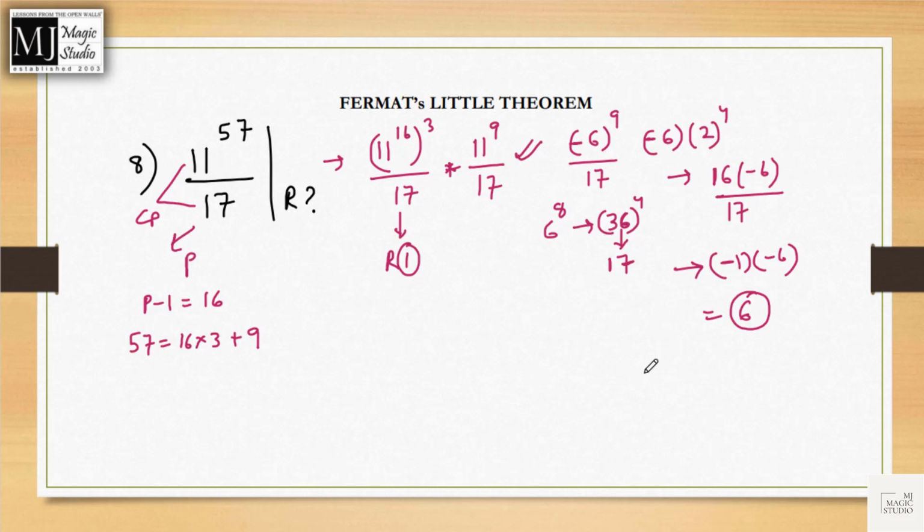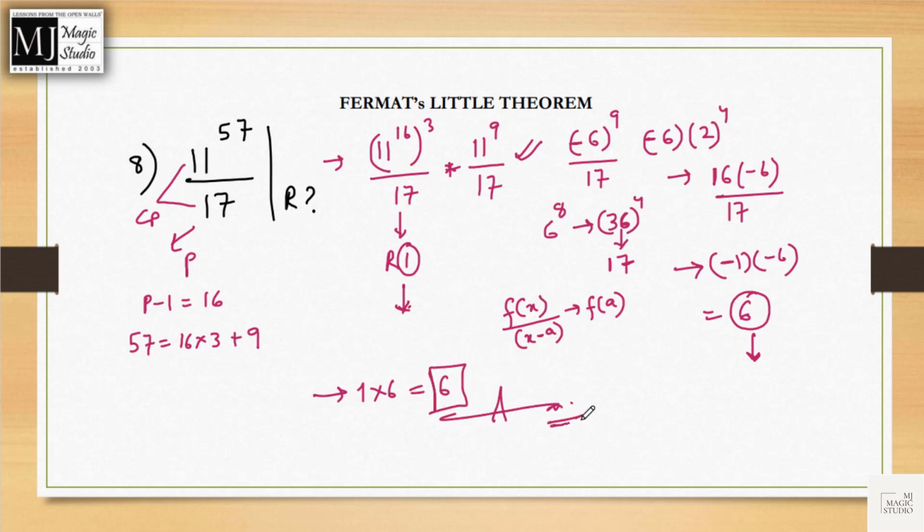Bingo. It's all logic setup which we are doing with the help of the factor theorem, which says that when f(x) is divided by x minus a, remainder is f(a). That's it. Or simply, when 36 is divided by 17, we are getting remainder 2. So here remainder would be 2 to the power 4. When 11 is divided by 17, we are getting remainder 11 or residue minus 6. So overall remainder or residue will be minus 6 to the power 9. So first part remainder is 1, second part remainder is 6, overall remainder is 1 into 6, 6, and that is our answer.